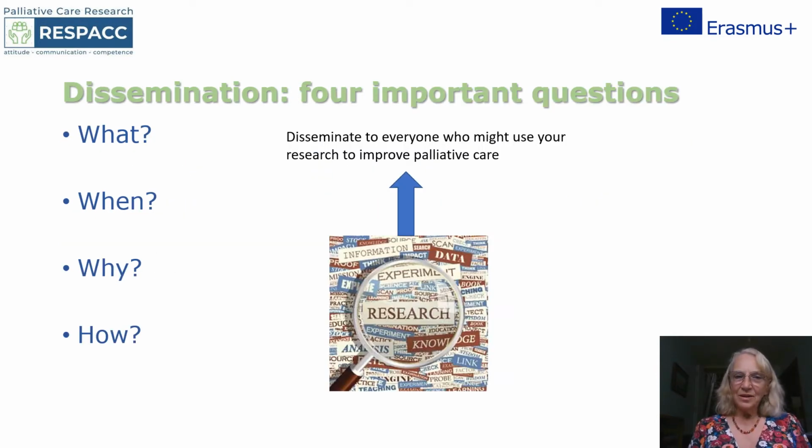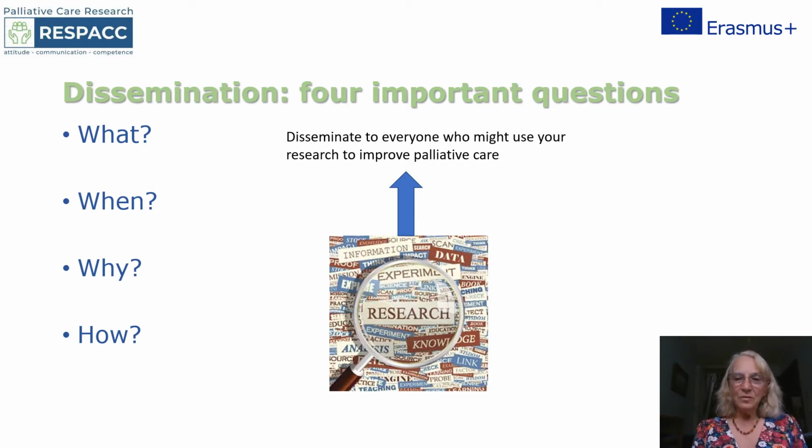So starting to think about 4 important questions. And dissemination should always focus on these. What is it that you want to disseminate? When do you want to do it? Why do you want to do it? And how are you going to provide information to other people about your research?